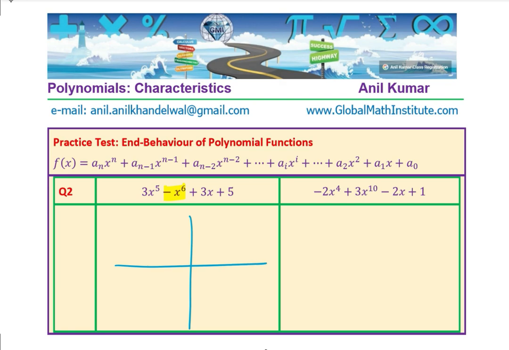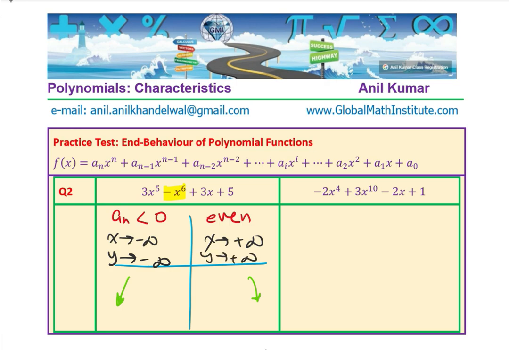And now, since the degree is even, we have seen that here the leading coefficient an is negative, less than 0, and n is even. Since it is even and less than 0, the graph will be facing downwards. That is the end behavior, which you could write as: when x approaches negative infinity, y approaches negative infinity, and when x approaches positive infinity, y approaches negative infinity. Clear? Next one, identify correctly the leading coefficient and then write down your answer. So try this out.